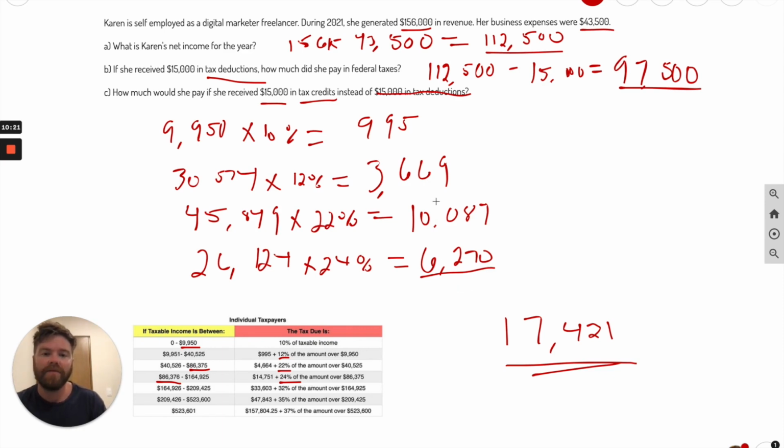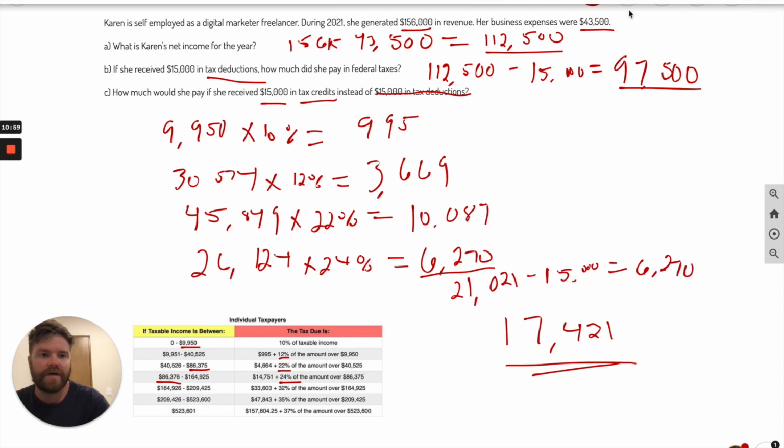Now let's go ahead and add up these four numbers here. So we have 995 plus 3669 plus 10,087 plus 6270. And we get 21,021. Now we're going to subtract out, remember, this $15,000 in tax credits because you use that tax credit after you calculate your taxes. So subtract out 15,000, and we get 6,021. No, actually, let me make sure I have this right.